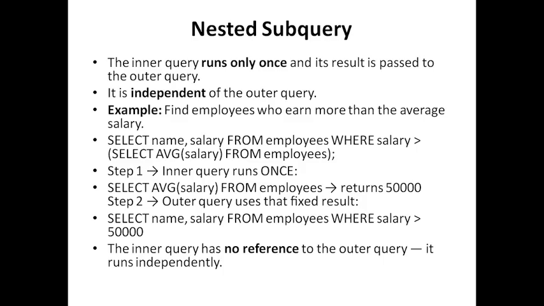In this example, we will consider the average salary of all the employees as 50,000. So step 2 makes use of 50,000. Select name, salary from employee where salary > 50,000. So it will fetch only those employees whose salary is greater than the average salary of all the employees. So here the inner query is independent. It doesn't depend upon the outer query.